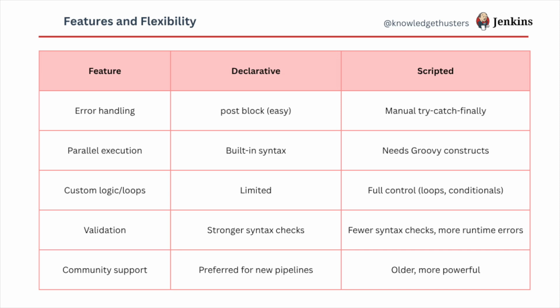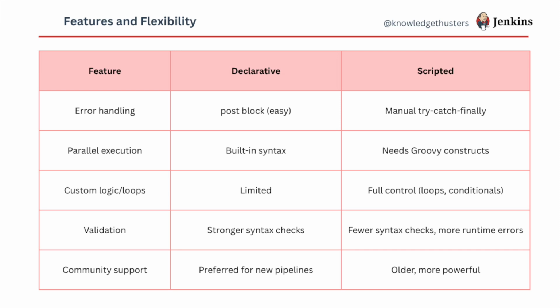Next, let's say custom logic. Declarative is very limited because there is already a predefined structure, but scripted has more control. Loops and if conditions you can define, so it gives you more free hands. Now validation: declarative has a syntax check up front, but in scripted you can't check that, and only at runtime will you be able to see if there is any error.